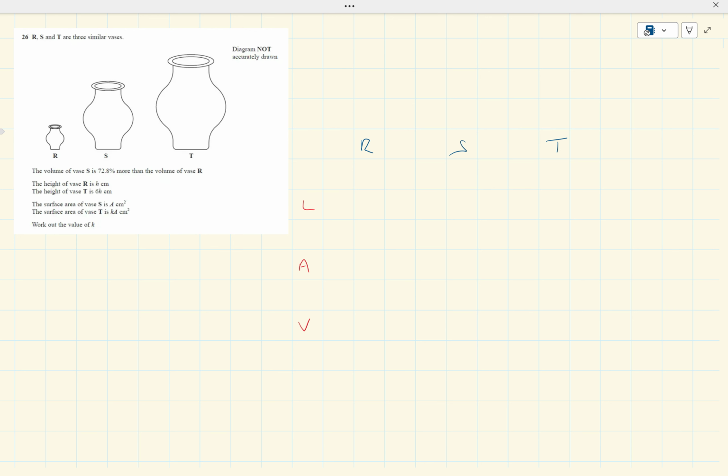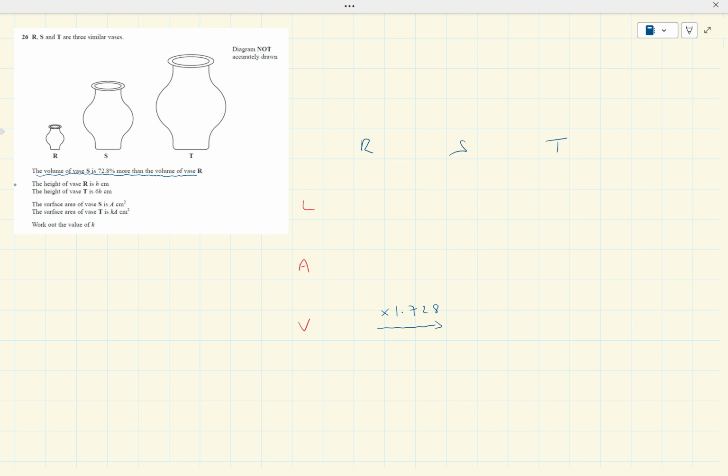The first thing we're told is that the volume of vase S is 72.8% more than the volume of vase R. So we know the volume scale factor going from R to S is multiplied by 1.728. Because that's how you increase by 72.8%. You multiply by 1 point the increase.